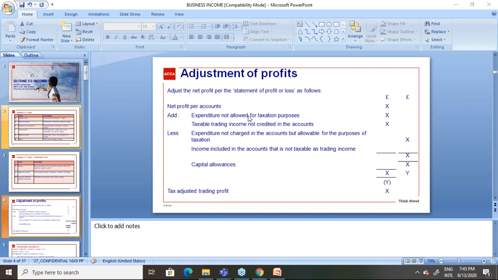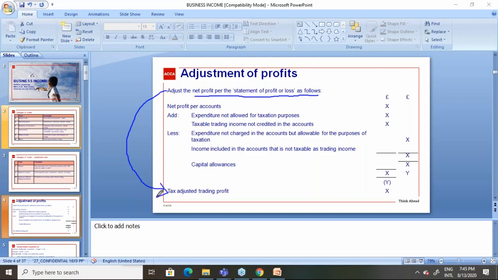Hence, you need to make certain adjustments to convert your accounting profit into tax adjusted trading profit. So there are certain adjustments that you need to make to your accounting profit. So this is net profit as per statement of profit or loss. That is what we call the accounting profit. We cannot rely on the accounting profit. Therefore, this profit must be converted into tax adjusted trading profit.